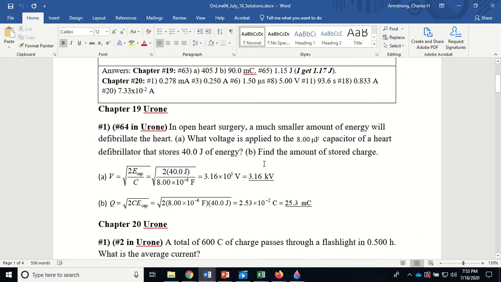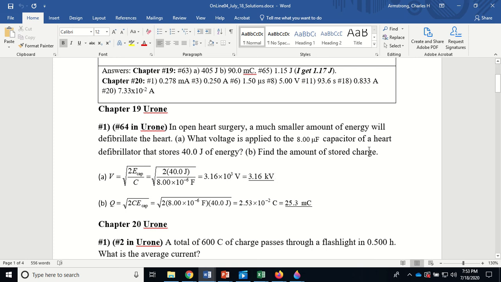3.16 kilovolts. So what voltage is applied to an 8 microfarad capacitor of a heart defibrillator that stores 40 joules? There's your 40 joules of energy. Okay, so it would be 3.16 kilovolts.